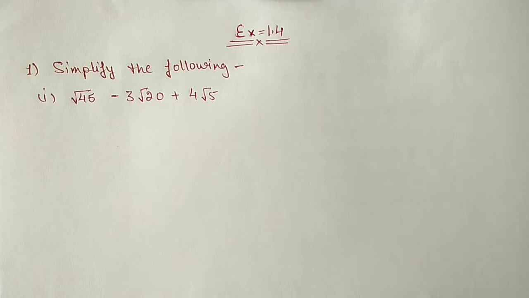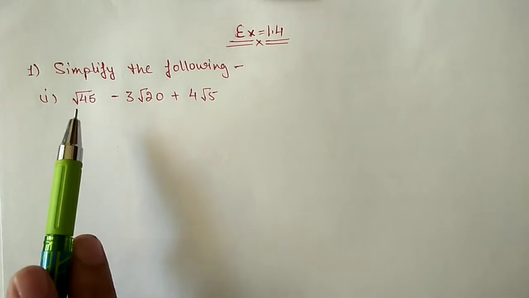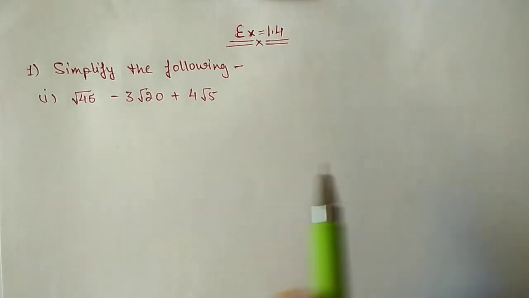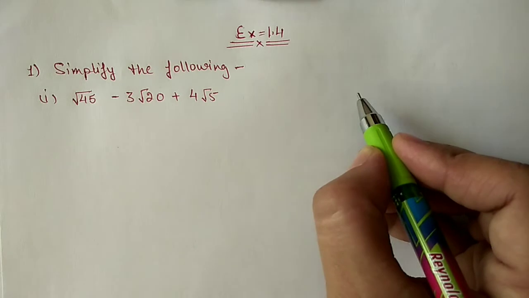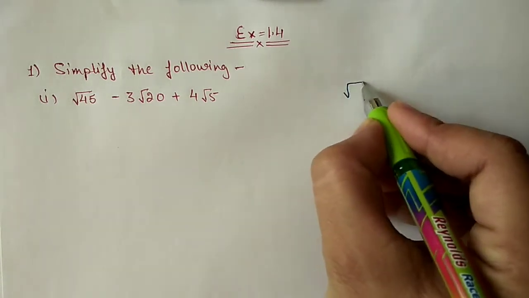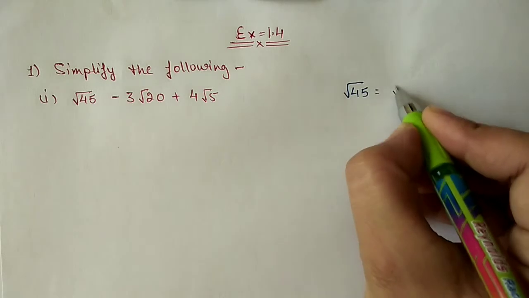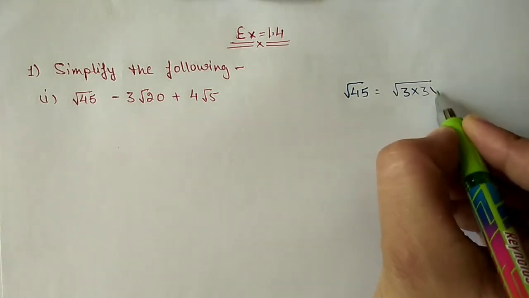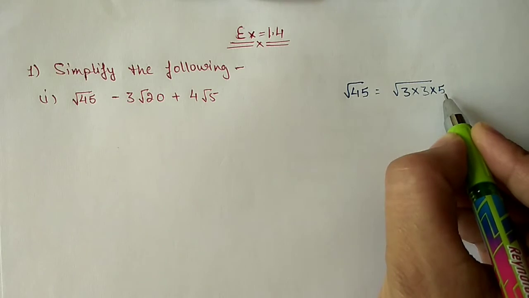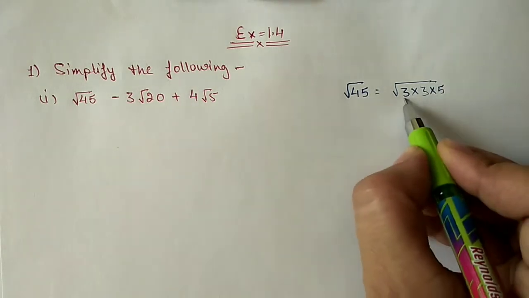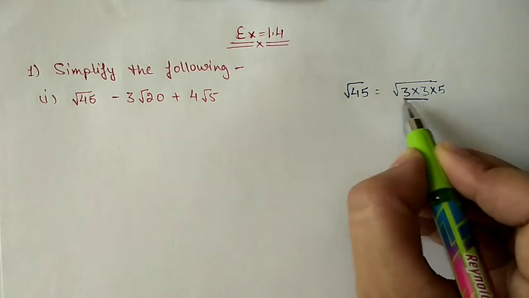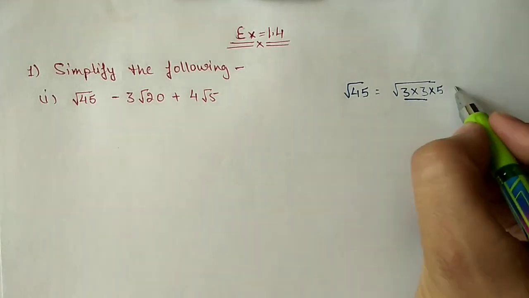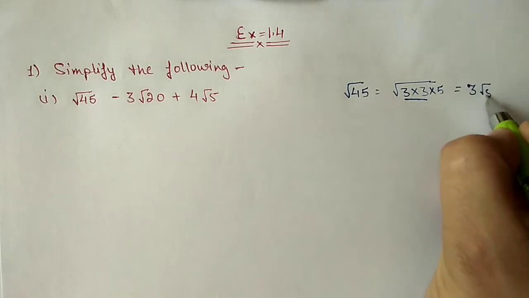Now we will start exercise 1.4. Question number 1. Simplify the following. First part is given: root of 45 minus 3 root of 20 plus 4 root of 5. First this root of 45 we will change into the simplest form. This work you can do in the rough column or in the main column, no problem. Root of 45 you can write as 3 into 3 into 5. 3 times 3 is 9, and 9 times 5 is 45. Now in a square root, in place of 2 numbers we have to take 1 out. So we have here 2 threes. It means we can write it as 3 root 5.